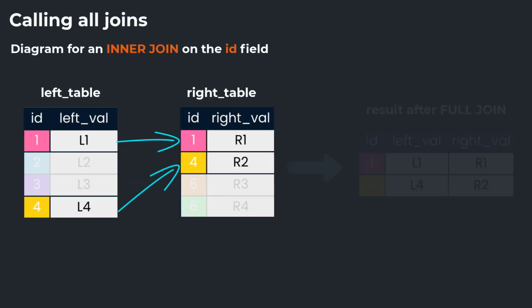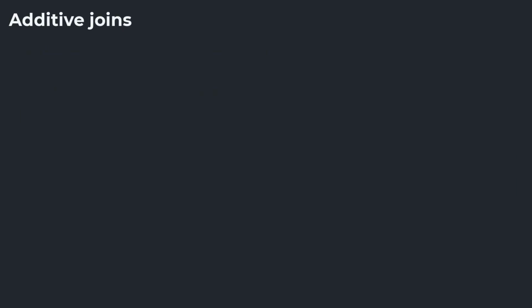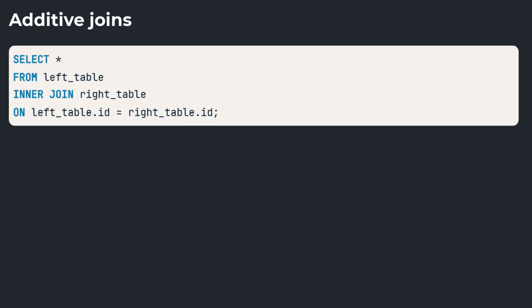The 6 joins we've worked with so far are all additive in that they add columns to the original left table. The diagram shows an inner join on the ID field, showing an additional column being added to the original left table. Here is some familiar inner join syntax for this join on the ID field. Let's dive deeper into what it means for this join to be additive.